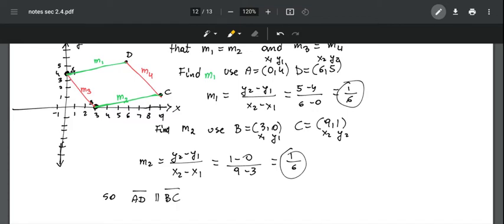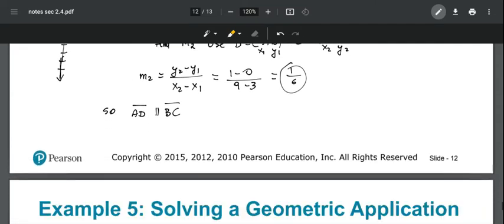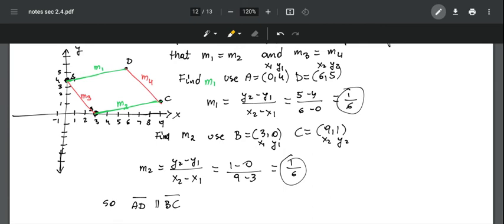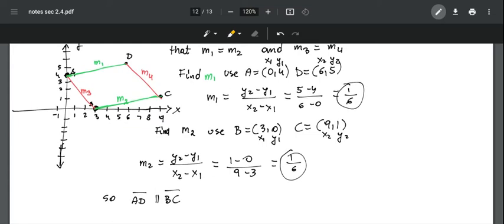So far we're on the correct track to show that this figure represents the parallelogram. Next, what I'm going to do, I'm going to find slope 3 and slope 4. And for this shape to be a parallelogram, those slopes have to be equal to each other. So then the segments AB and DC are parallel.